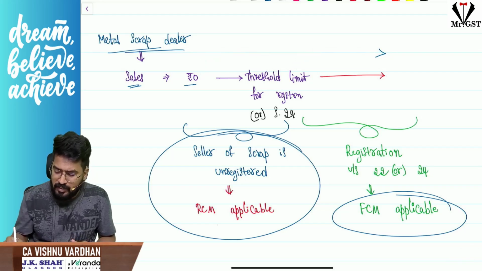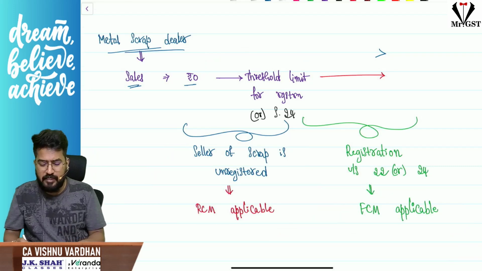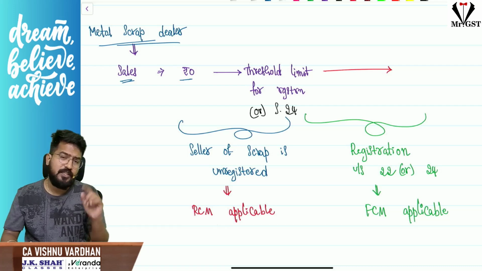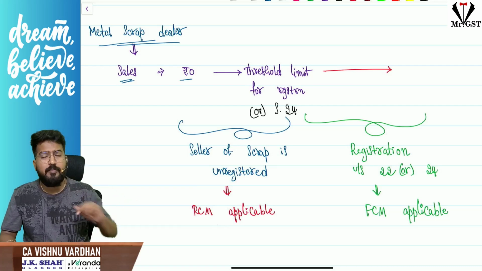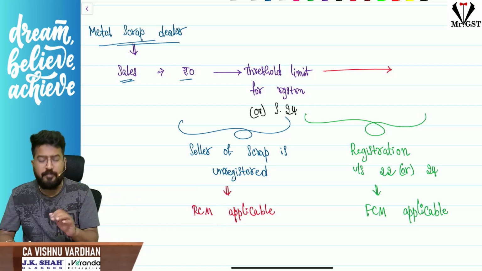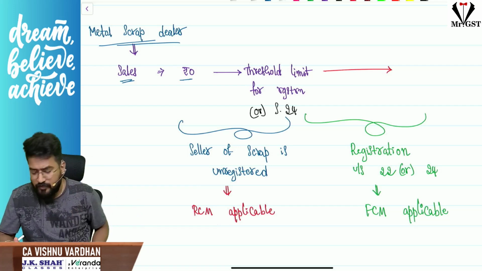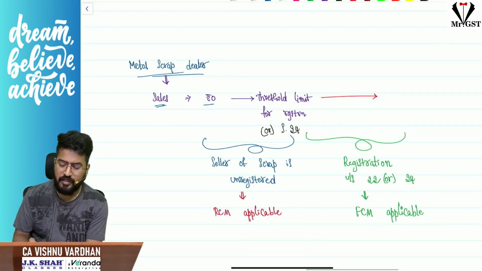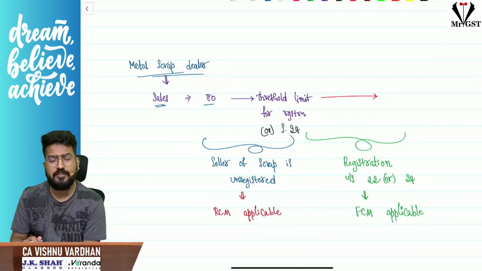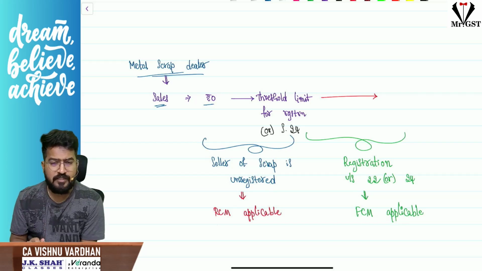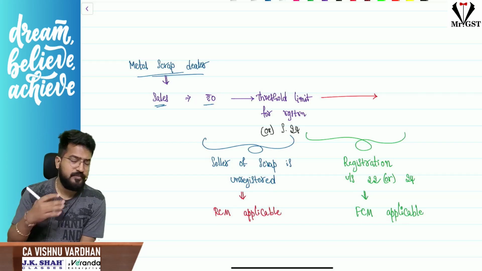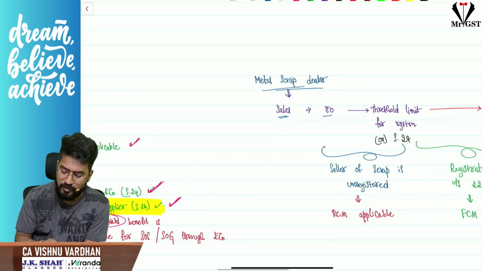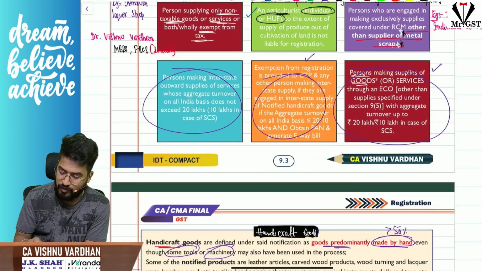If you are a metal scrap dealer, please understand, as long as your aggregate turnover is not touching the threshold limit, you enjoy the relaxation and GST shall be paid under RCM. But once your aggregate turnover exceeds the threshold limit, then you are supposed to take registration, and then FCM will come into the picture. So as long as you are liable for registration and you have not taken registration, RCM will come into the picture. Once you become liable for registration, then you have to take registration and automatically FCM will continue. You cannot escape from taking registration. That is what we are trying to tell here.